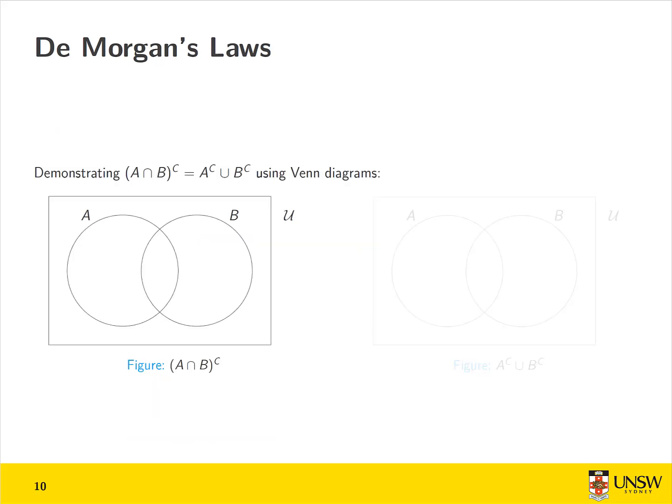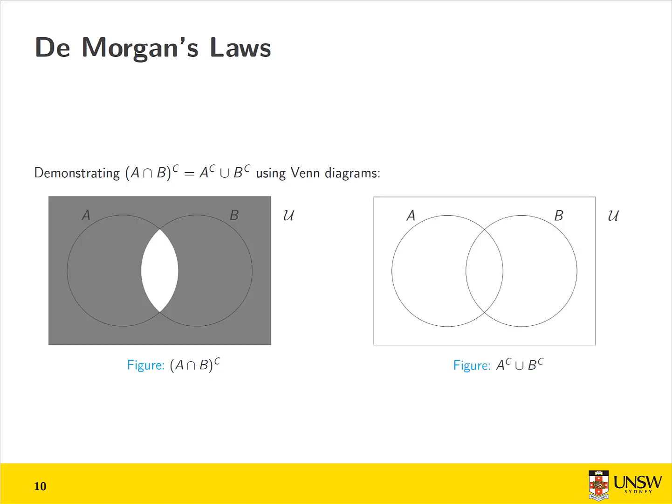Let's now also demonstrate the second law using Venn diagrams. To sketch the complement of the intersection of A and B, first shade just the region A intersect B. Then, to find the complement of this, shade instead all currently unshaded regions.